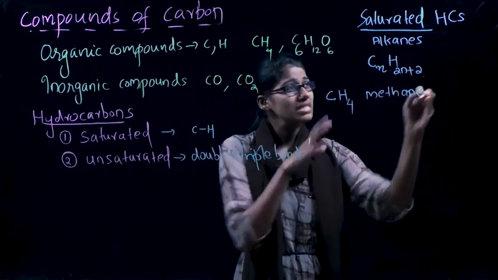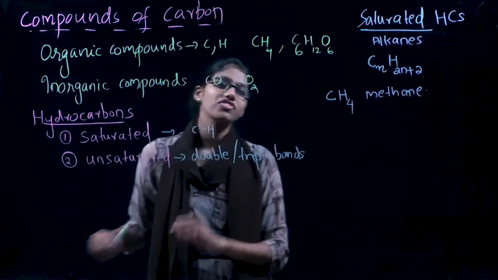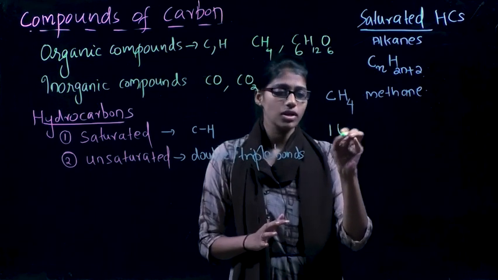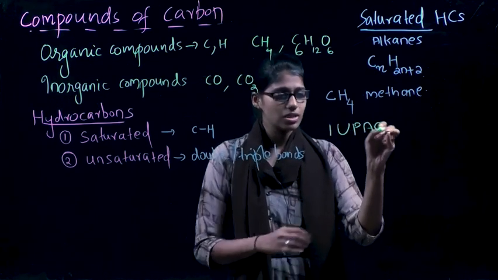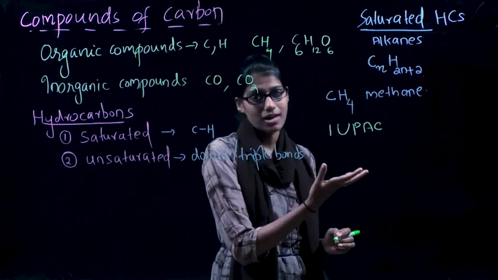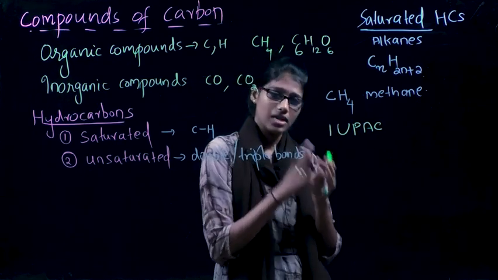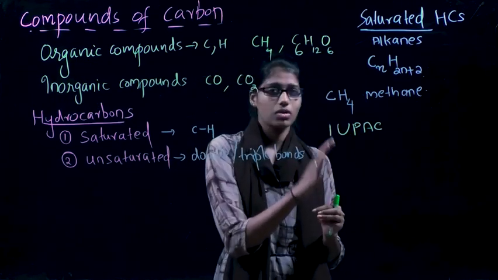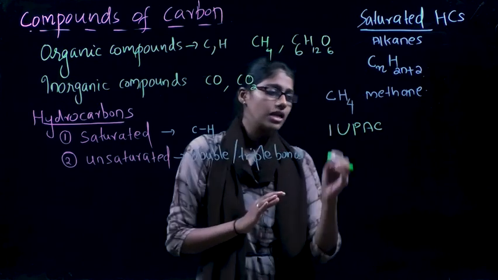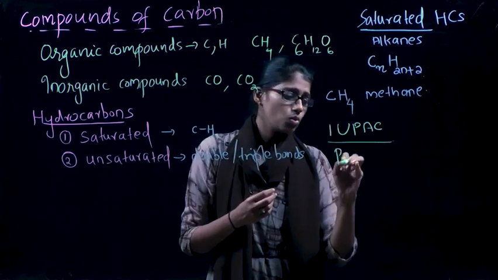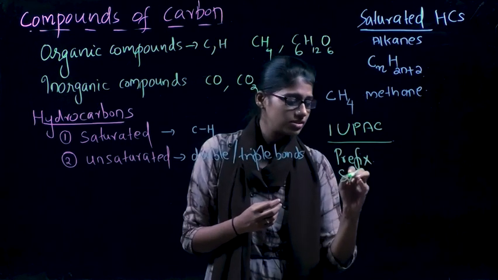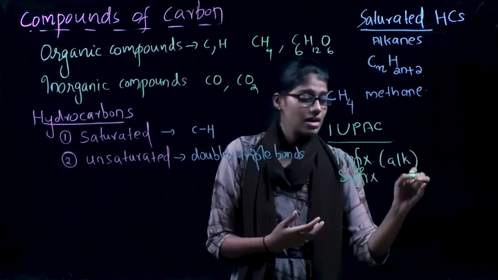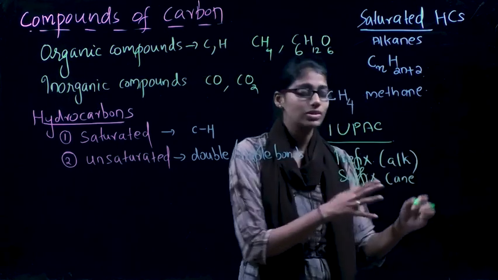So how are you going to name the alkane? For the naming of any organic or inorganic compound, you have a union called the International Union of Pure and Applied Chemistry, and this is called IUPAC. So we are following the IUPAC naming system, and according to them, they have suggested a set of rules to name the organic compounds. In naming of alkanes, you have two words, a prefix and a suffix. The prefix will be the name alk, and the suffix, the word ends with ane.